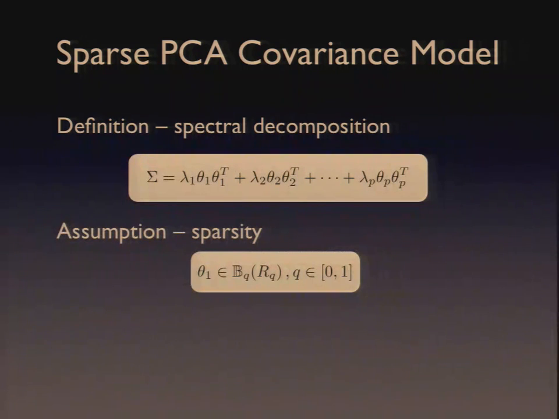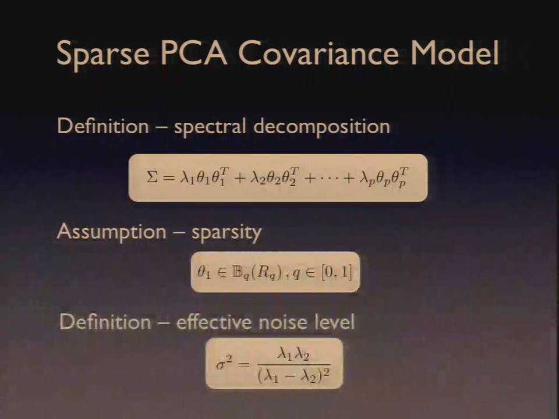The third thing that we need is the effective noise level. I'll explain more of it in a couple slides, but it relates to the gap between the first and the second eigenvalue. The idea is that when these eigenvalues are close, it's very hard to tell the first eigenvector from the second eigenvector, and so your effective noise will be large. When the gap is large, the effective noise is small.